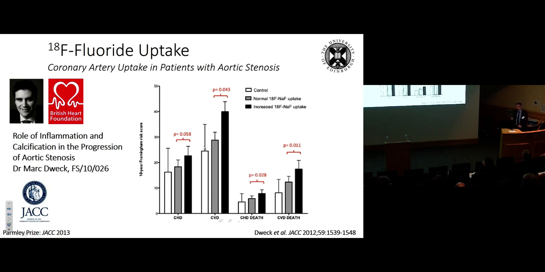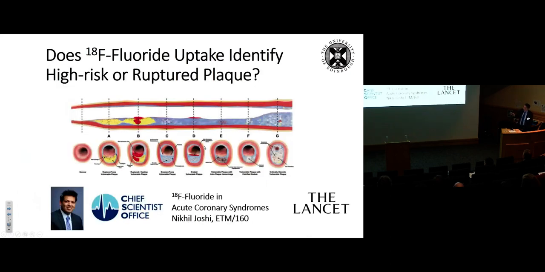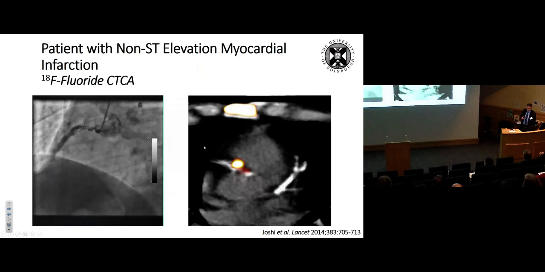And a bit like Fleming, when he didn't throw his plates out when they were infected with fungus and discovered penicillin, we followed that idea. Mark went on and looked at these patients with aortic stenosis, and looked at those that had more or less fluoride uptake, and showed that those that had more fluoride uptake had a higher Framingham risk score, i.e. that they had more coronary disease. So out of that finding, Mark and I put a grant together to the Chief Scientist Office to look at fluoride uptake. And Nick Joshi was the fellow that did this work.